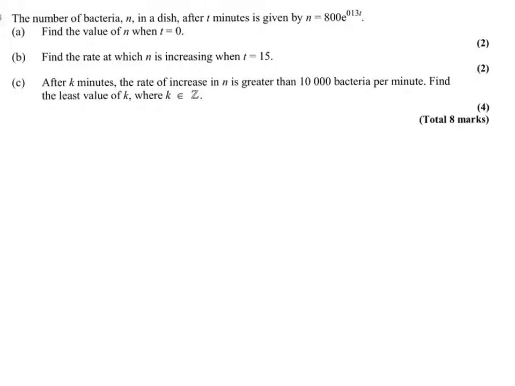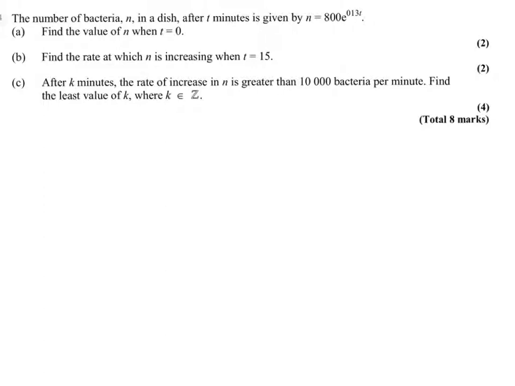Okay, so this is number 8 on the chapter 4 review. It says the number of bacteria n in a dish after t minutes is given by n equals 800 times e to the 13t. So for part A, it asks us to find the value of n when t equals 0.